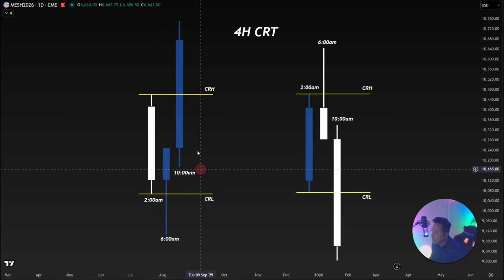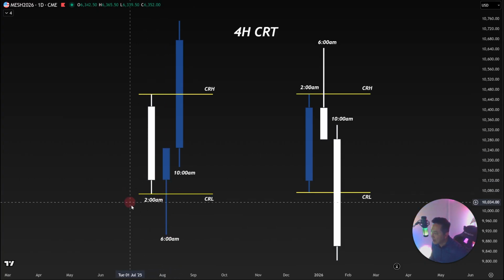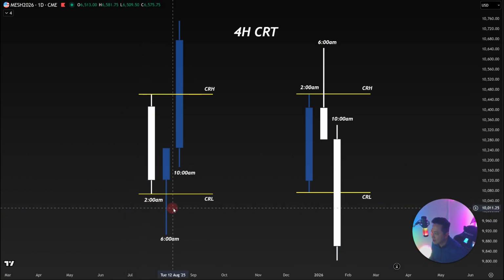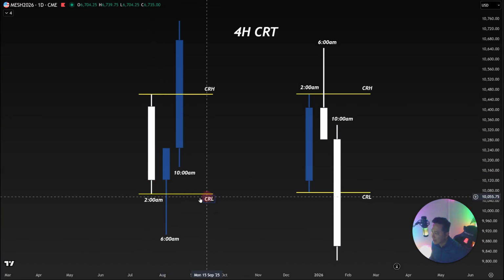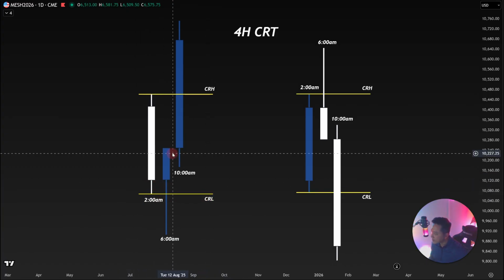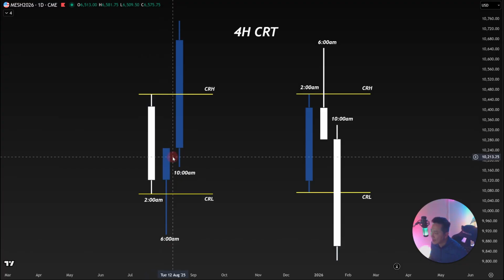In a bullish example, the 6 a.m. candle ideally is going to be sweeping out the 2 o'clock candle's low and then trading back inside of the range. Here's our CRH, the candle range high of the 2 o'clock candle, and the candle range low. The 6 o'clock candle comes in, sweeps out that low, and then closes back inside of the range.